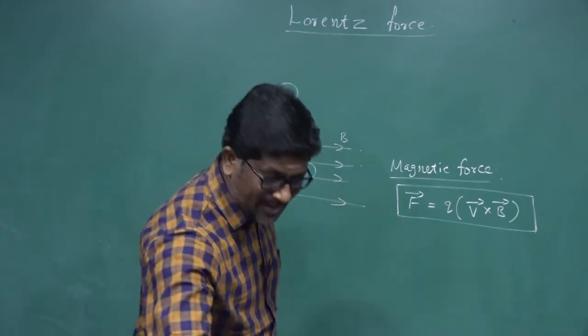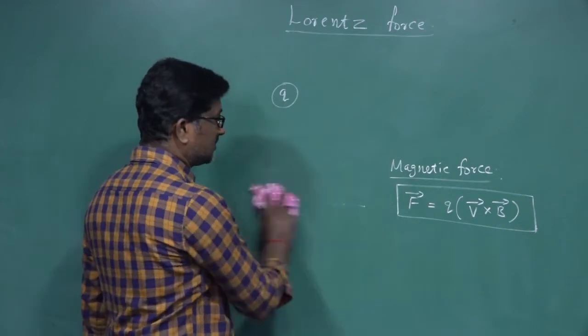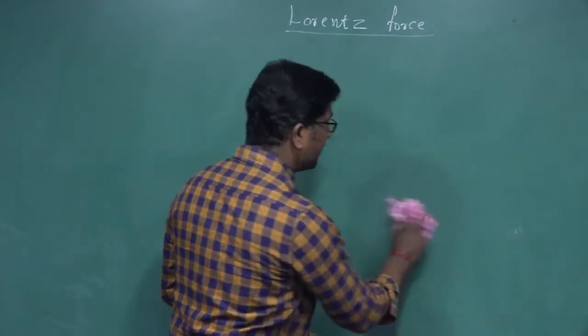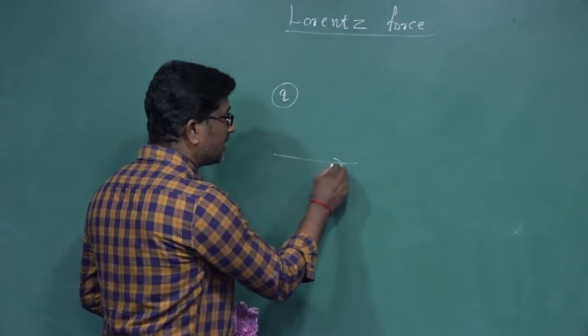Suppose instead of a magnetic field, there is an electric field. Suppose there is a uniform electric field.